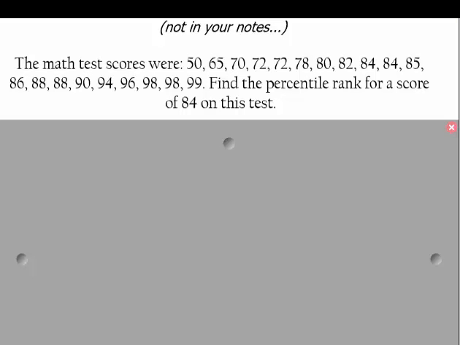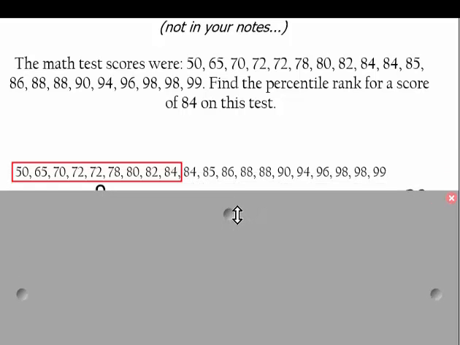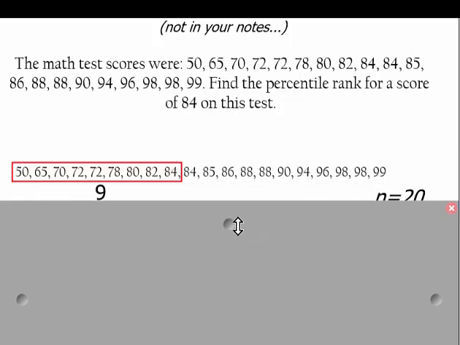This is also not in your notes, but it's going to explain how to find percentile. So if you want to copy down these scores and work with me on it, you're welcome to. You can pause here and do that, or you can just watch along. Here we have 20 math test scores, and we want to find the percentile rank for 84. So what we're going to do is list them in order, and then we find the 84. Now notice there are two 84s.